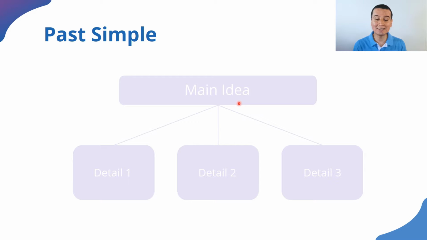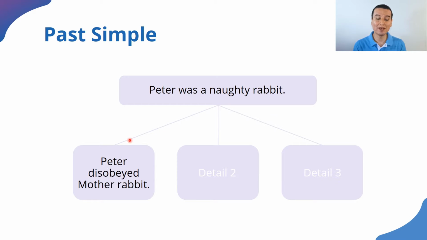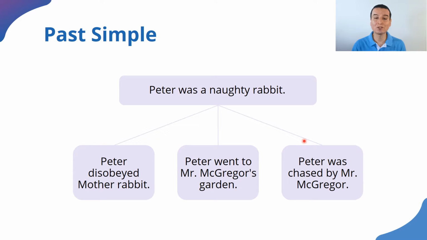So the main idea is Peter was a naughty rabbit. Detail 1, Peter disobeyed Mother Rabbit. Detail 2, Peter went to Mr. McGregor's garden. Detail 3, Peter was chased by Mr. McGregor. Now, we are going to use this story to understand how the past simple works.